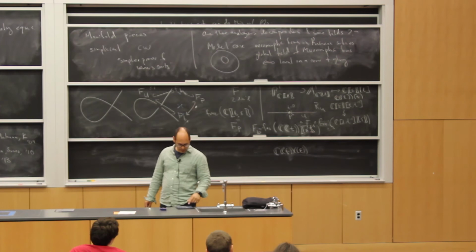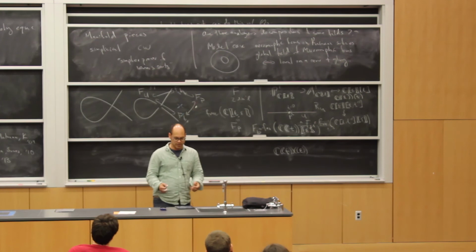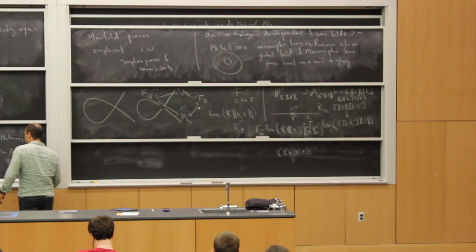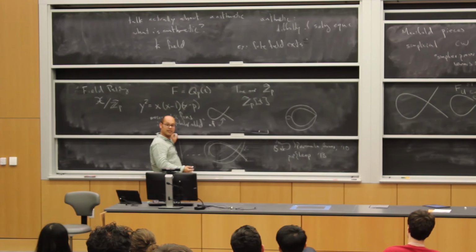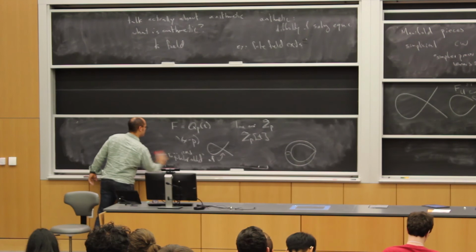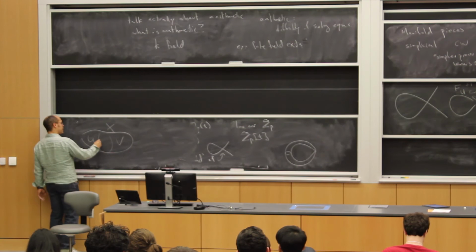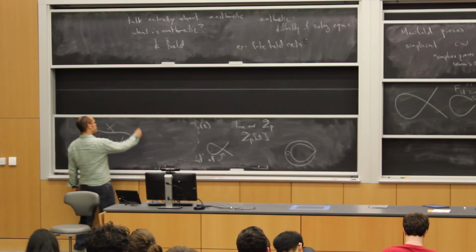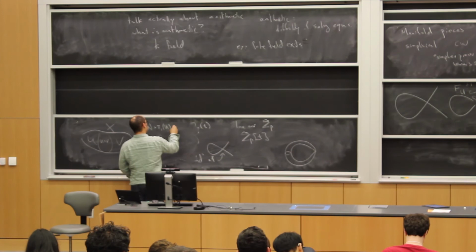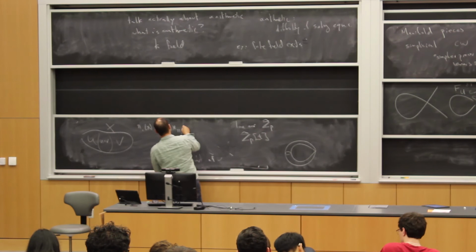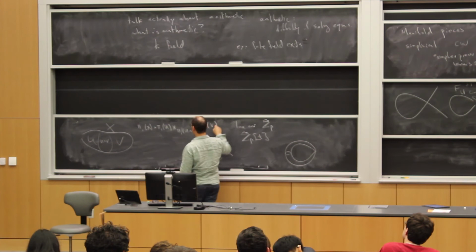Okay, so I will now say a few words about Van Kampen, just for fun. Back to the real world. Van Kampen says that if you have your space X and a couple of open sets, U and V, and their intersection is path connected, then the fundamental group of X is the fundamental group of U amalgamated over the fundamental group of the overlap with the fundamental group of V.